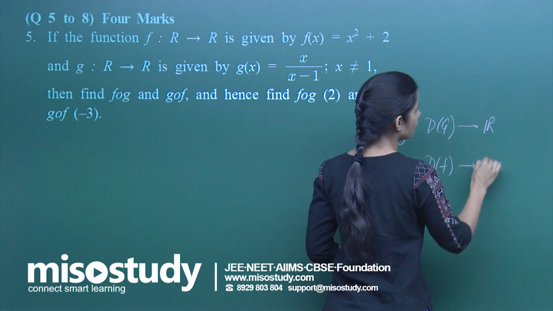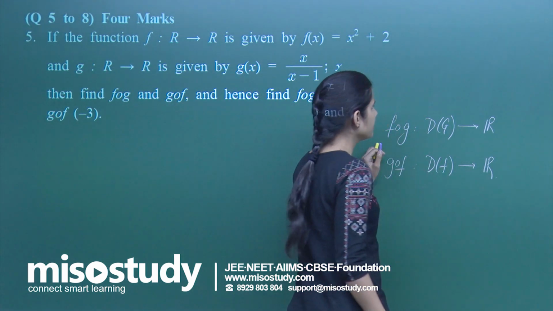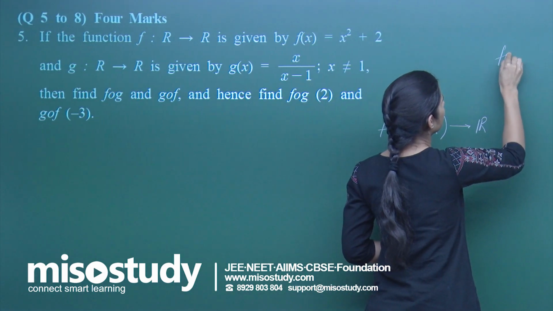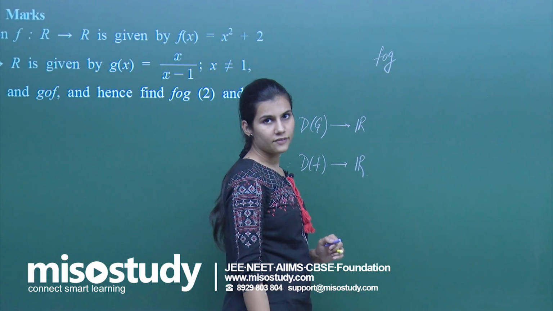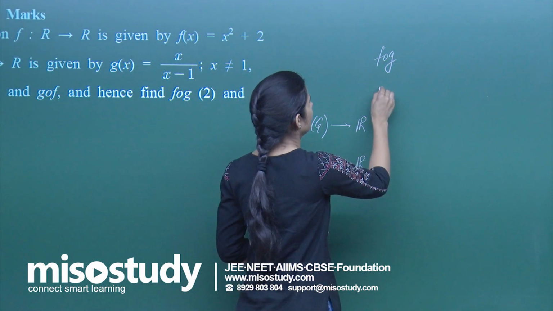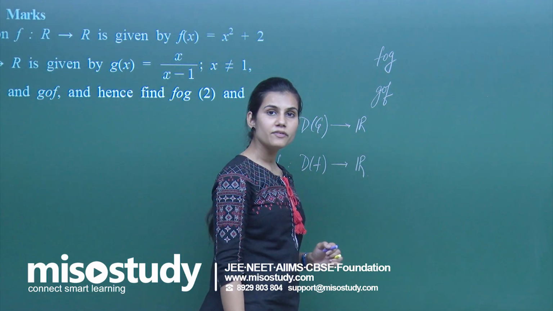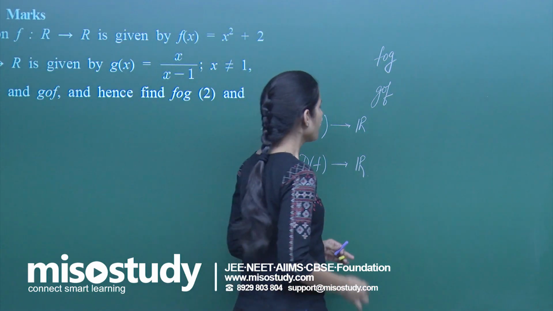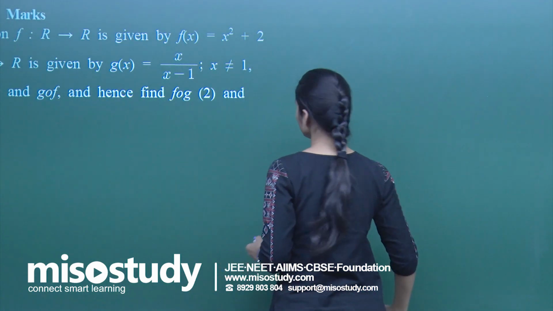I can say to the collection of all reals. FOG is defined, let us first talk about FOG. FOG is defined if and only if the range of G is contained in the domain of F. And GOF is defined if and only if the range of F is contained in the domain of G. So first of all we need to talk about the domain and range of F and G.